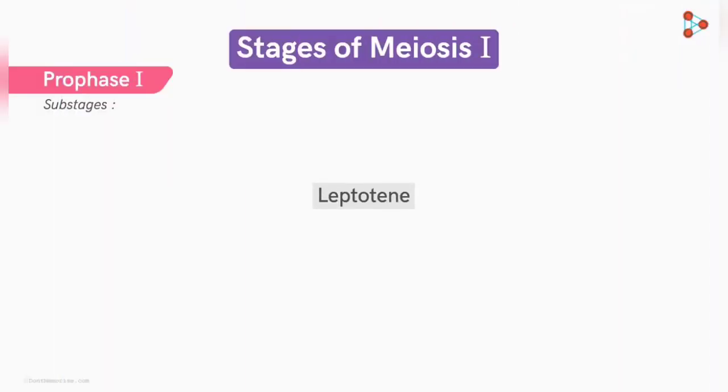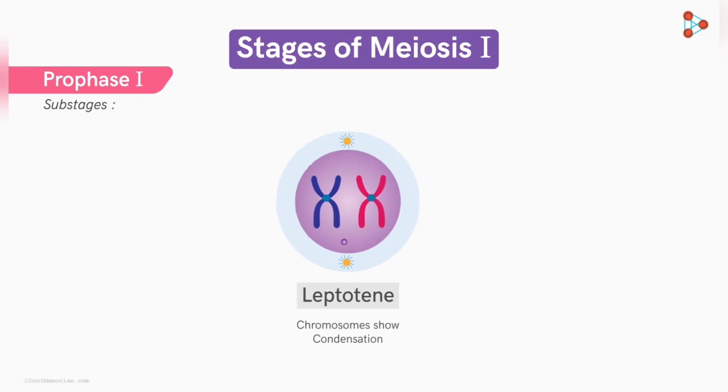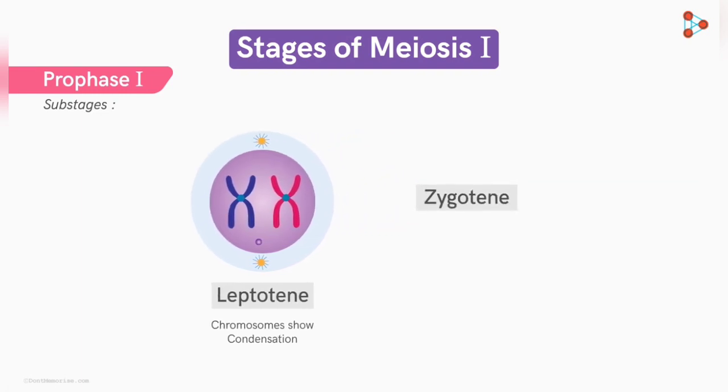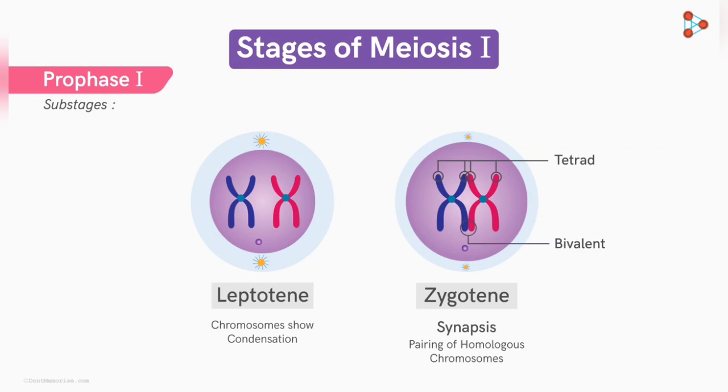Leptotene is the first substage. In this phase, the cell begins condensation of the chromatin, making it short and compact. The next stage after leptotene is the zygotene substage. Here, the homologous chromosomes form a pair called the synapsis. The new structure that is formed after the union of two homologous chromosomes is called a tetrad or a bivalent.